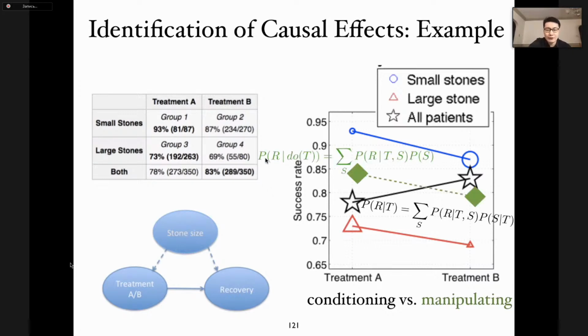In contrast, if you consider this conditional distribution of R given intervention on T, this is a way to measure causal effects. Now you can see we have P(S) as a weight when you sum over S. In other words, when you take the average of this value and that value, and the average of this value and that value, you use the same weight. This weight is not sensitive to treatment anymore. And then you will see the trend reverse: according to this measure, A is better than B, right? So this is the difference between conditioning and manipulating.